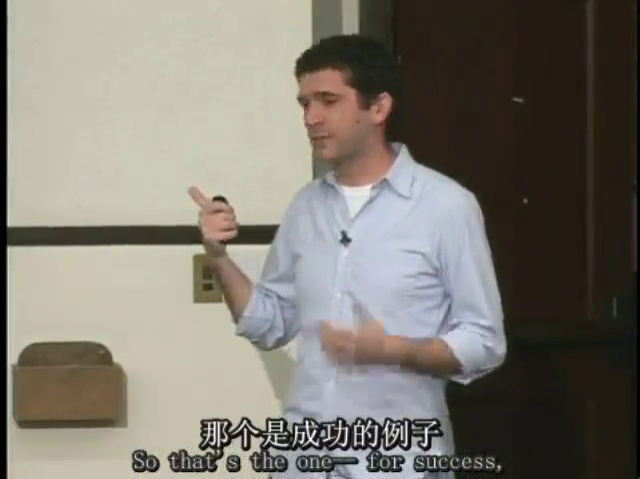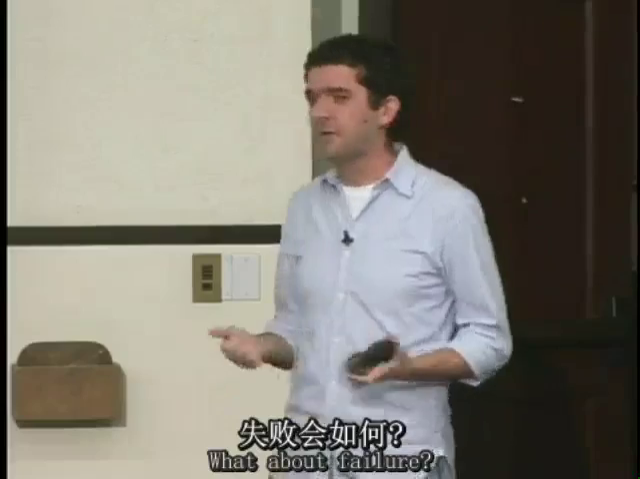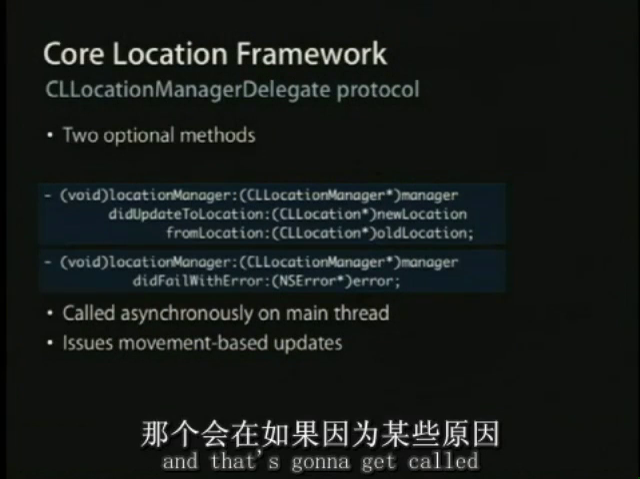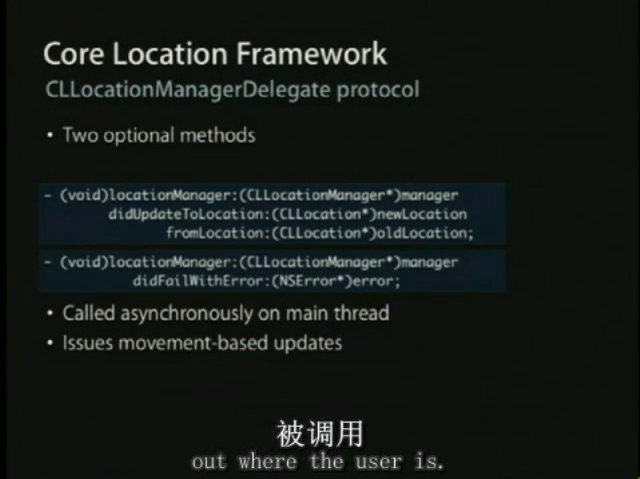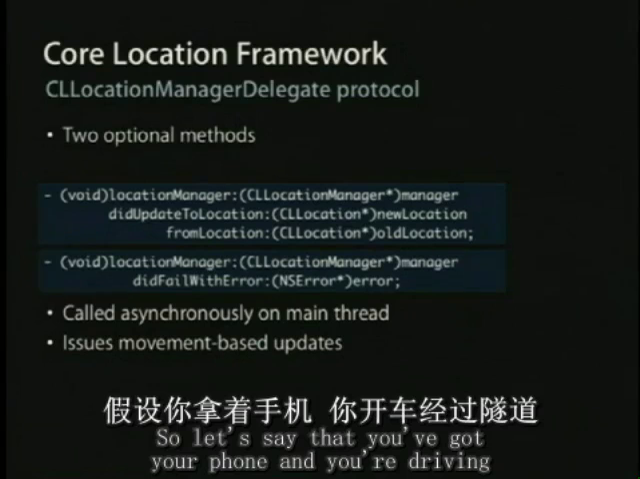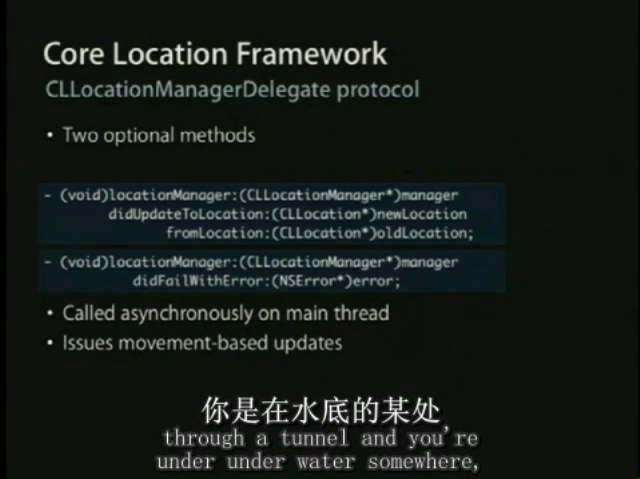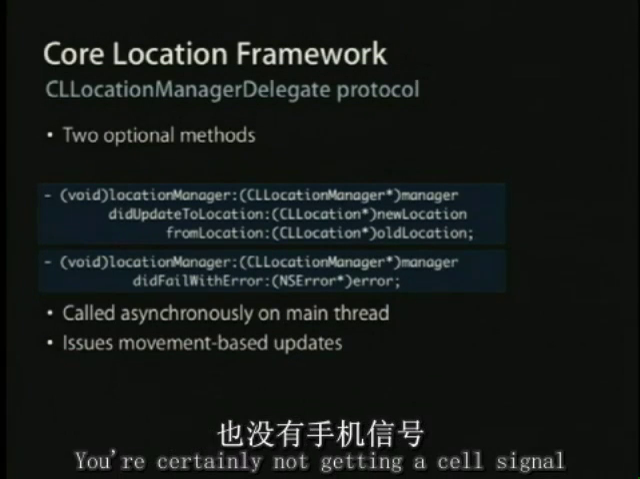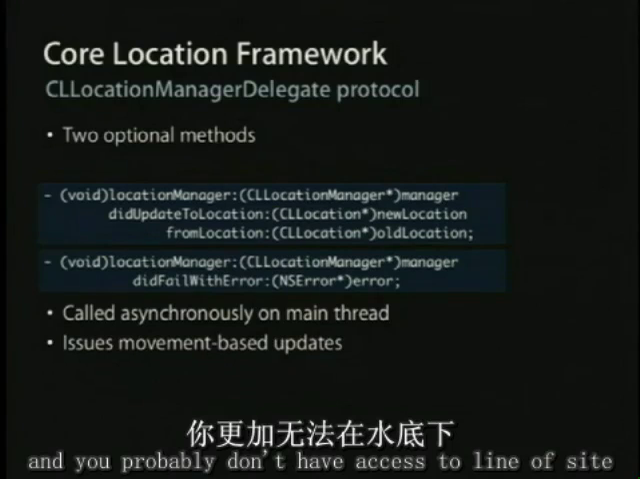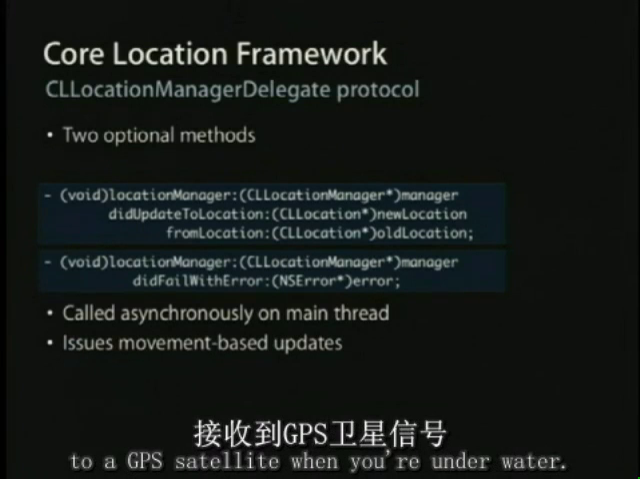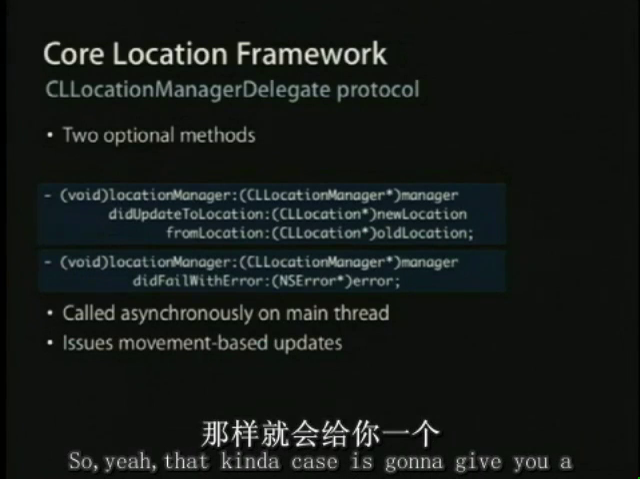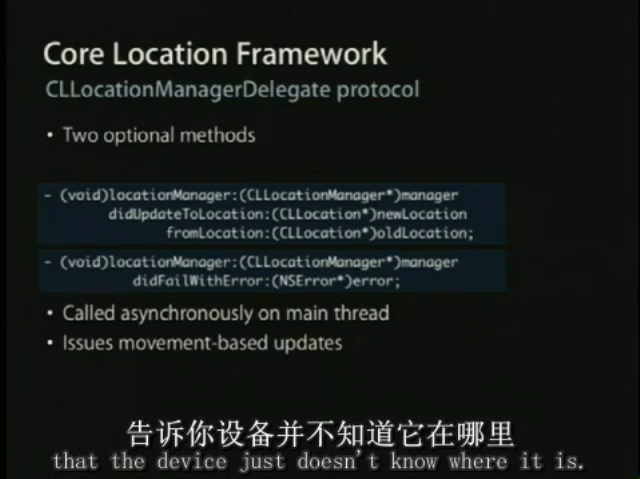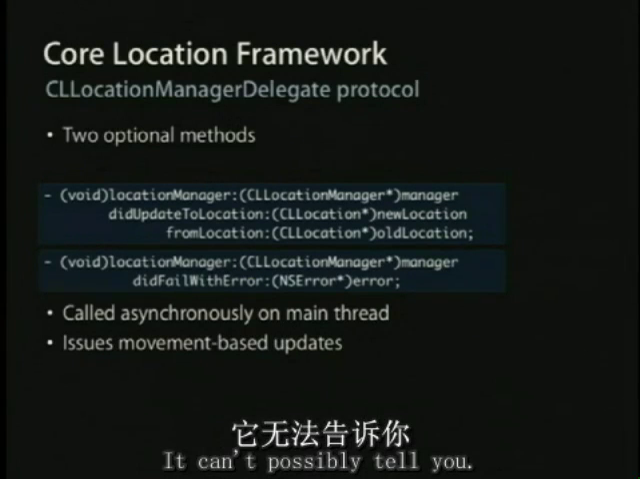So that's the one for success, where you actually got a location. What about failure? There's this locationManager:didFailWithError: method, and that's going to get called if for some reason the device can't figure out where the user is. So let's say that you've got your phone and you're driving through a tunnel, or you're underwater somewhere. Probably no Wi-Fi in that tunnel. You're certainly not getting a cell signal, and you probably don't have line of sight to a GPS satellite when you're underwater. So that kind of case is going to give you a didFailWithError, and you'll get that callback to let you know that the device just doesn't know where it is. It can't possibly tell you.